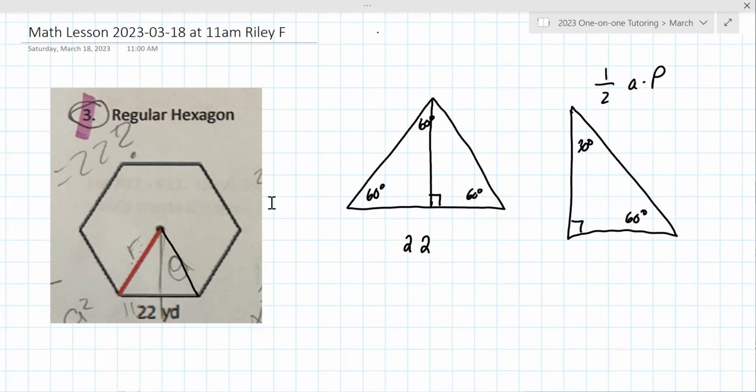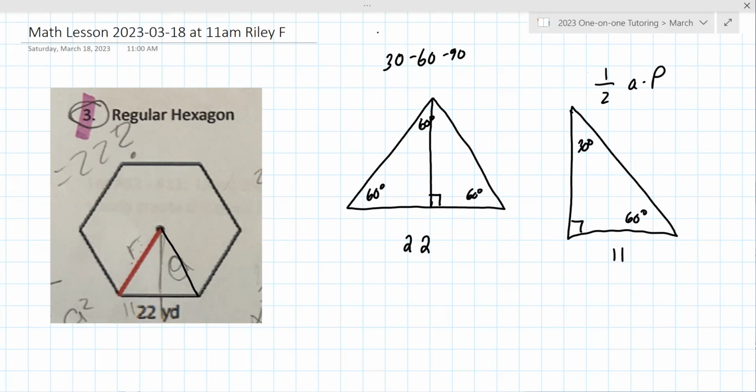The altitude also splits this in half. So the base ends up being 11. And then there's a relationship here with 30, 60, 90 triangles. Have you seen that in class? No. Okay. So that would have been covered under special triangles with right triangles. You can use trigonometry. Is that at all what you're using here? Sine, cosine, tangent? She's talked about that, I think.